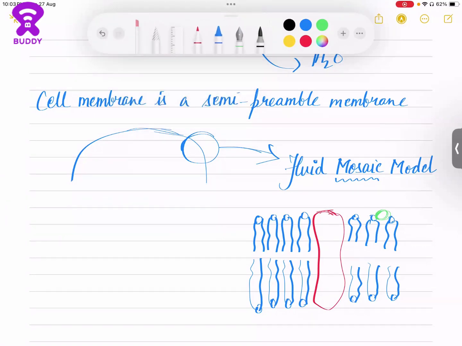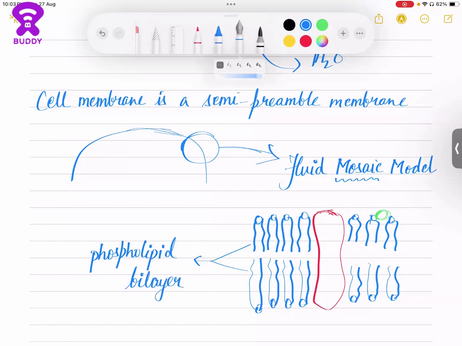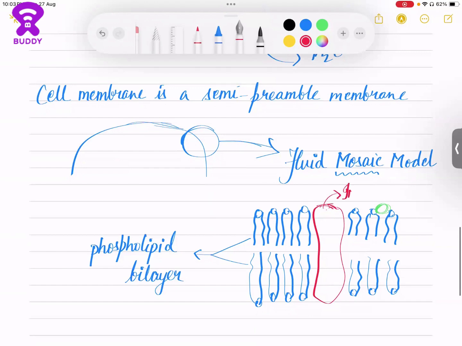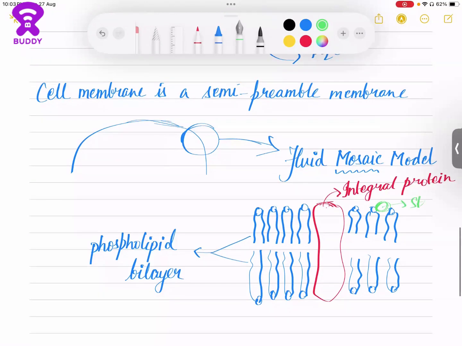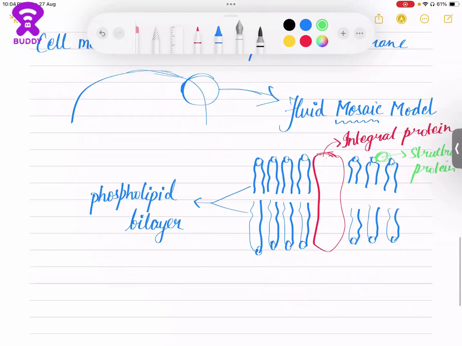Okay, so let's talk about these things. What are these blue things? We call them the phospholipid bilayer. Now this red one is your integral protein. And the green one that I marked is your structural protein. Now let's understand each one of these things one by one.